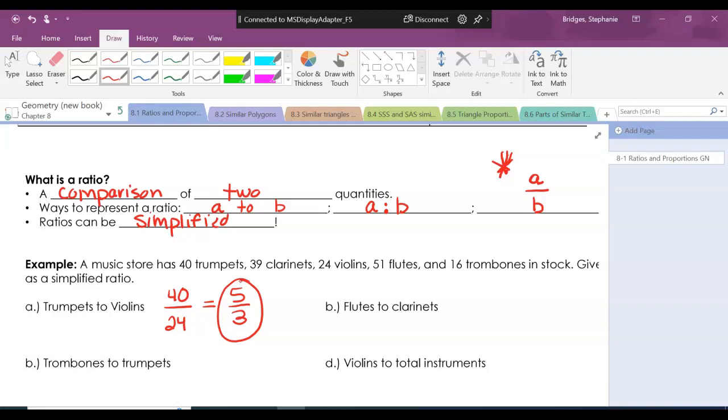Try the second one, flutes to clarinets. Flutes is listed first, so it's going to need to go on the top. Clarinets is listed second, so it goes on the bottom. And then you can use your calculator to make sure that that is reduced as much as it possibly can.